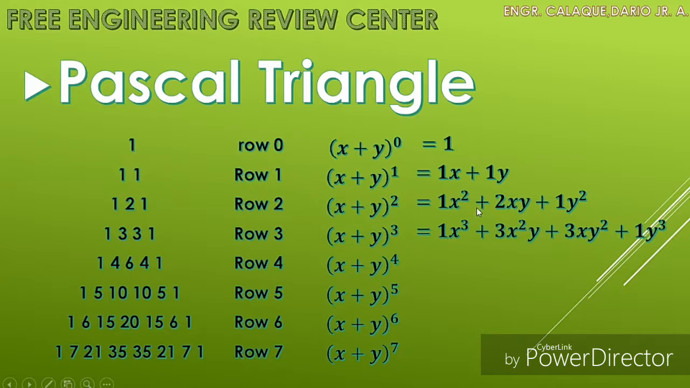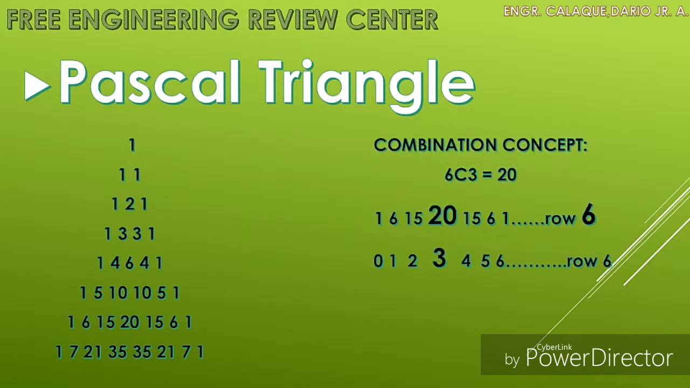Another concept in Pascal's triangle that we can get aside from binomial expansion and sequences of numbers is the combination concept. That's why Pascal's triangle or the binomial expansion can be used in the combination concept and probability. For instance, we are going to take row 6: 1, 6, 15, 20, 15, 6, and 1. So that is row 6.